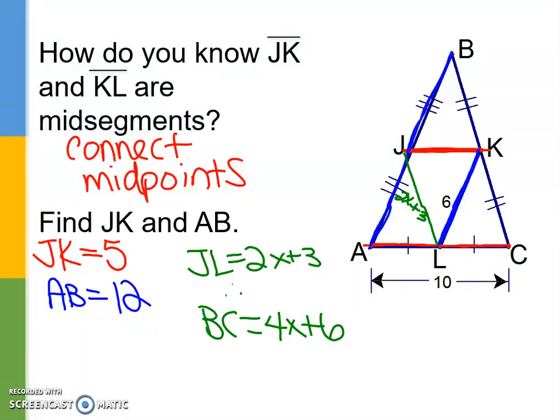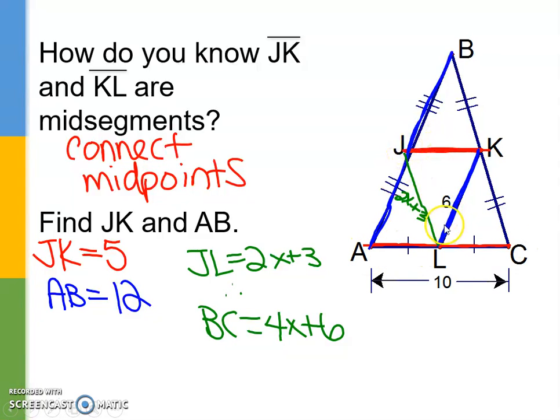So let's look at the next one. How do you know if JK and KL are midsegments? So you're going to fill this in, JK and AB. So first, you're going to connect midpoints. So find JK right here and then AB. So right here, guys, JK is a midsegment of these two sides. Look at the bottom.